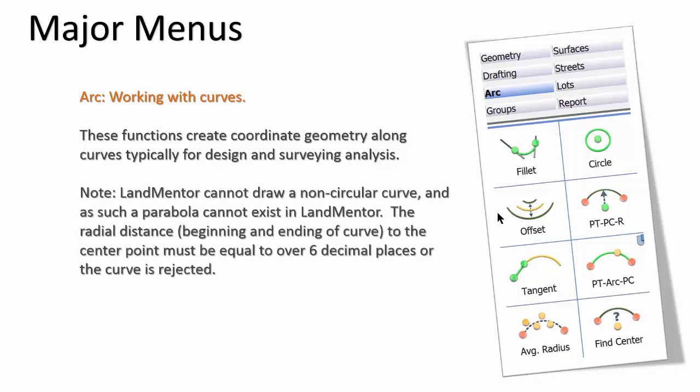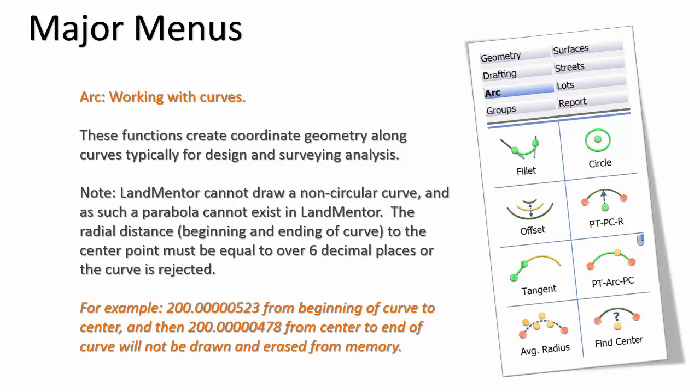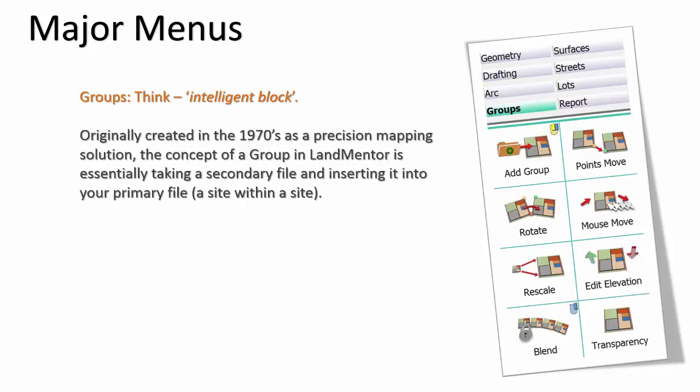Note that LandMentor cannot draw a non-circular curve. AutoCAD can, but in land development terms, we are dealing with property lines that are arcs or curves. There are no non-circular definitions. If a center point of a curve is not within 6 decimal places of the 2 endpoints, it will not draw it. So it's virtually impossible to have a bad curve. If a curve is imported from CAD and it disappears, it was a bad curve to begin with.